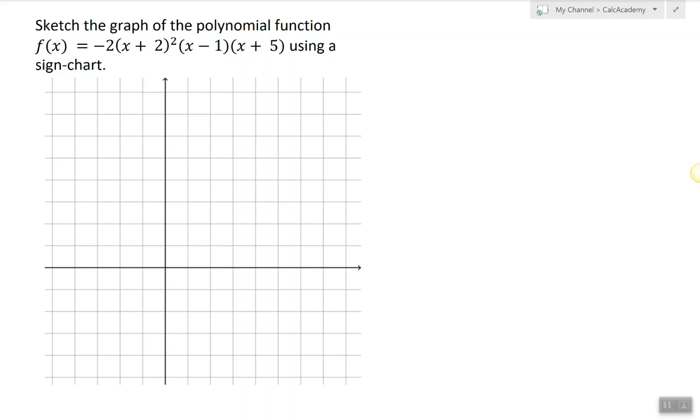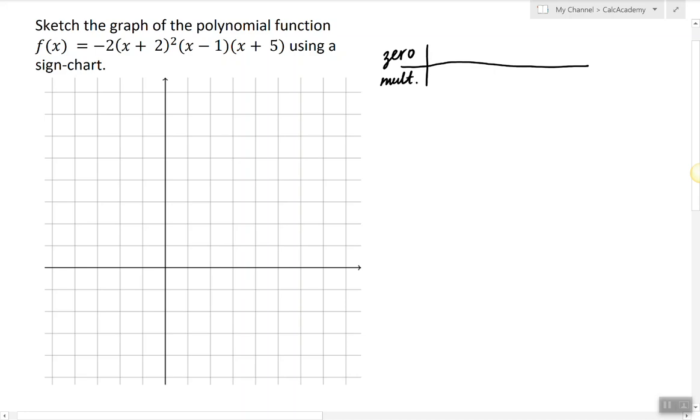In this video, I will show you how to sketch the graph of a polynomial function using a sign chart. First, we have to make sure that the function is written in factored form. And that means we can look at the equation and take out the zero and its multiplicity.